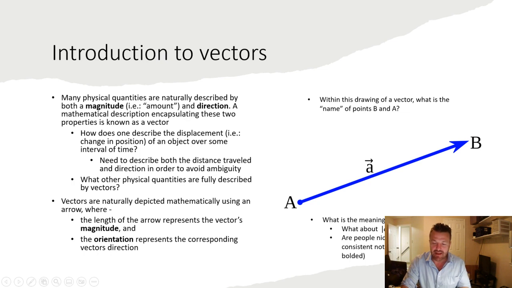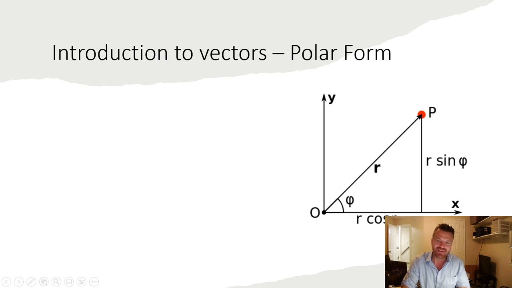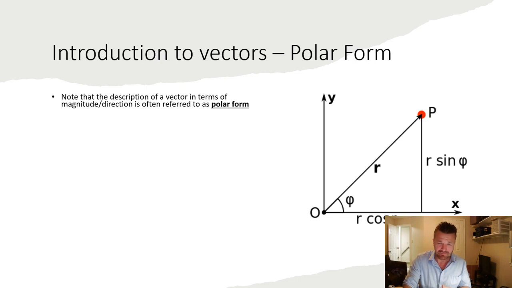And question, are people nice enough to pick a consistent notation for this, having the little arrow hat versus bolded? The answer is no, unfortunately, just like anything. So one thing we're going to see in the totality of this lecture is that there are two different ways in which we can write or describe vectors. The first that we're going to talk about is polar form. And the reason that we're going to talk about polar form initially is it maps very well to the natural description of what vectors are. So remember, vectors are anything that are defined in terms of a magnitude and direction.